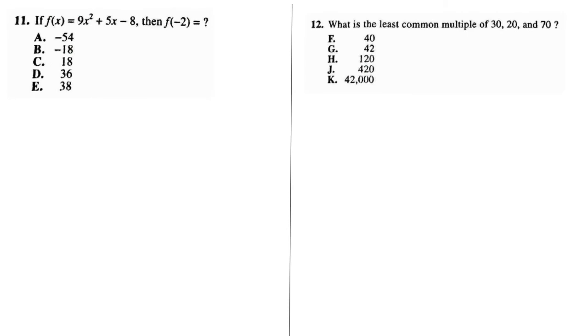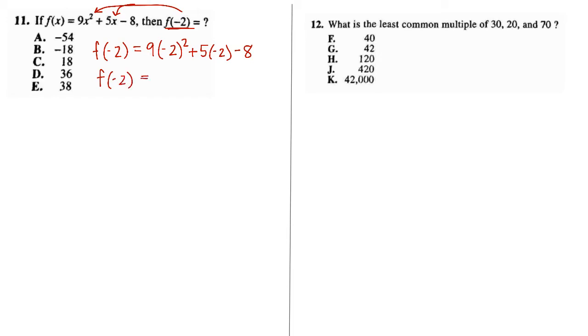Number 11 is another substitution problem. Anytime you see this notation here, that just means everywhere you see an x, you're going to plug in that value. So f at negative 2, that's going to be 9 times negative 2 all squared. And again, you need those parentheses. Do type this straight into your calculator, but don't mess it up. You have to make sure you put those parentheses there.